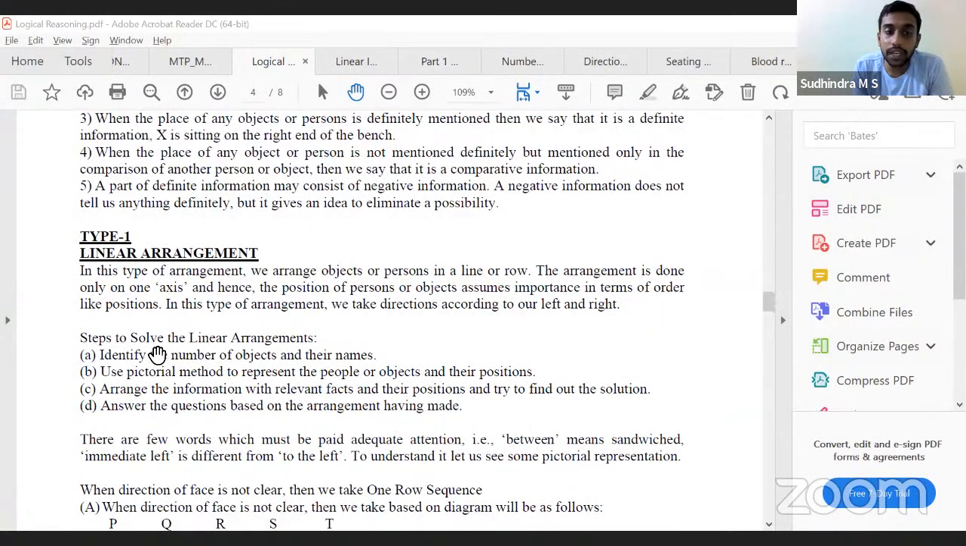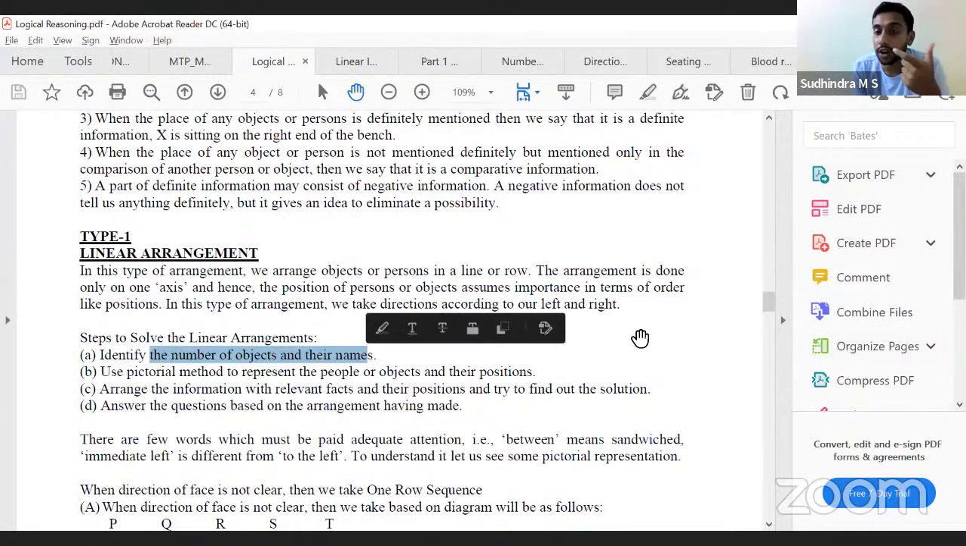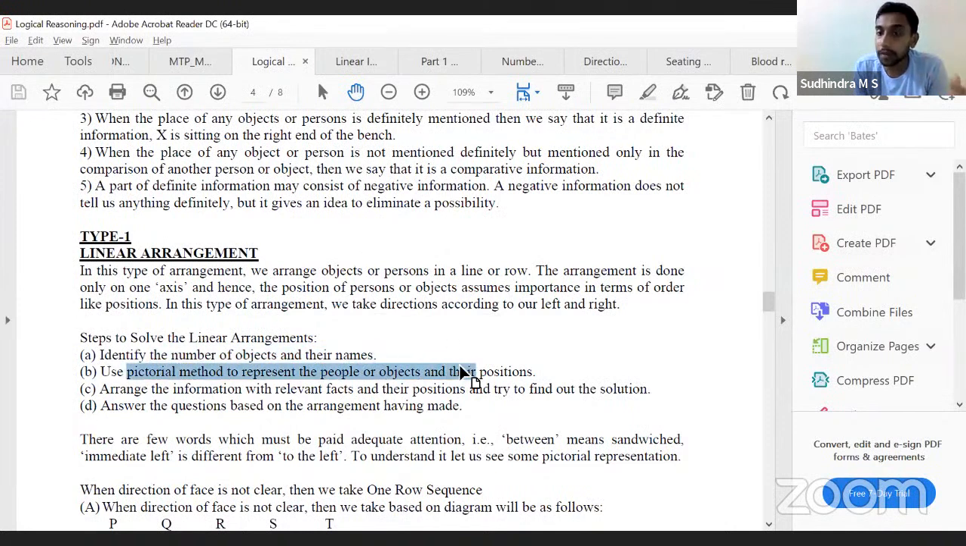So what are we doing here? Identify the number of objects. What are the number of people involved there? Use a pictorial method to represent the people. So draw, no problem, we will represent them. Arrange the information with relevant facts and their positions and try to find a solution.